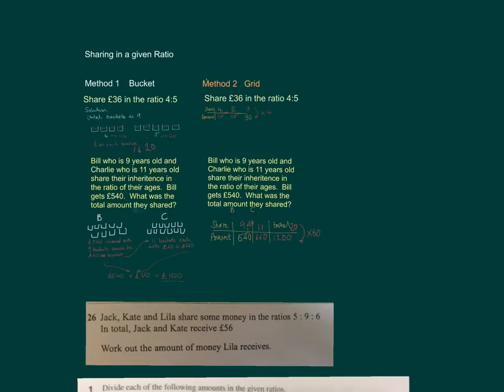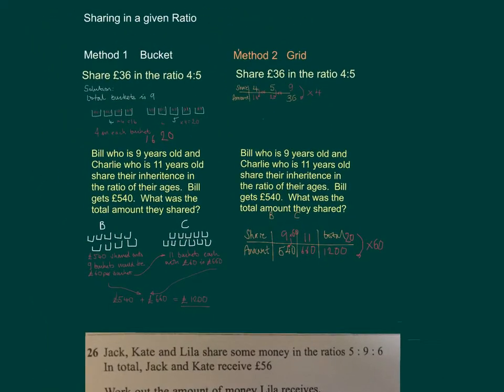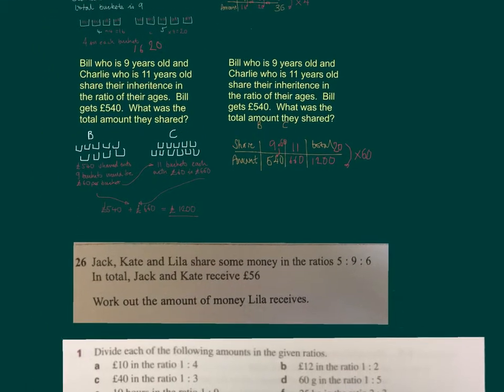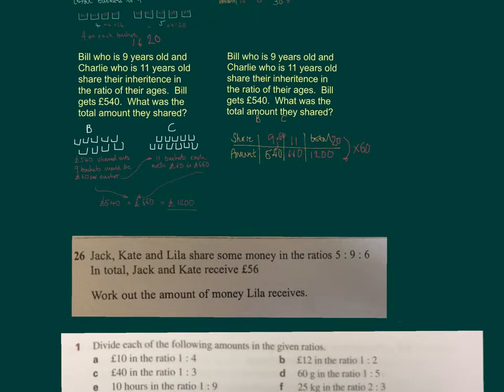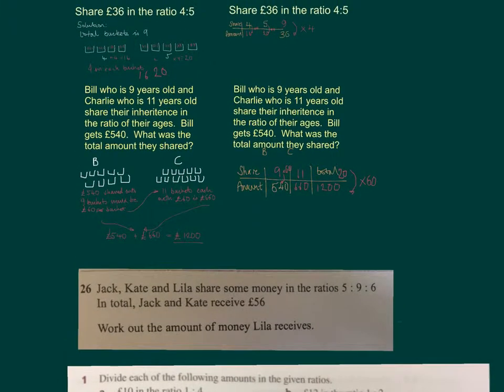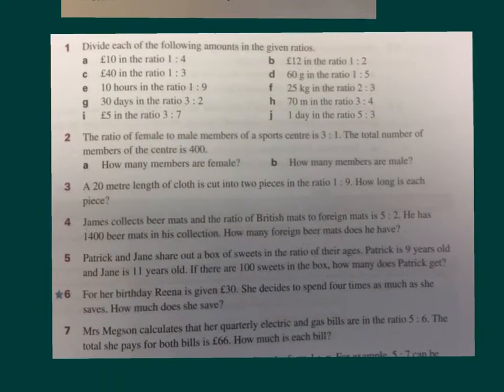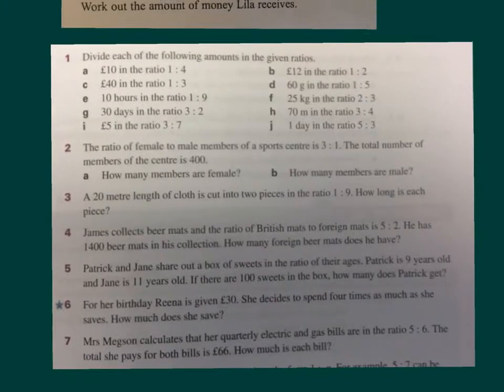Okay, so that's two different methods for doing sharing in a given ratio. I'd like you now to have a look at these questions down here, and you can use either method. The first one comes from an exam paper. That was a recent exam paper. And then there's a whole series of questions there for you to have a look at to make sure you're testing yourself properly and can understand how to do each of those sharing in a given ratio questions.